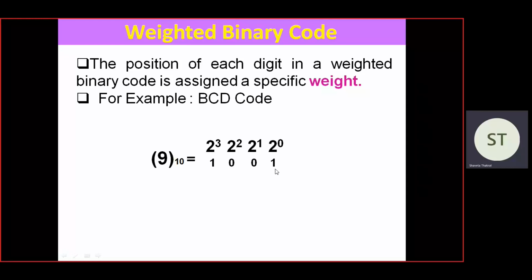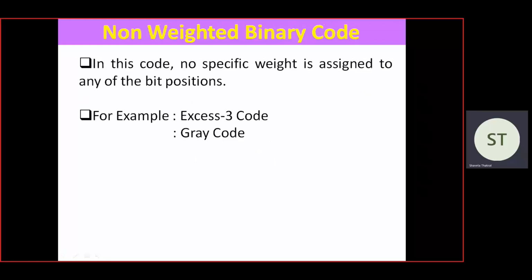This is the least significant bit, which is assigned the weight 2 raised to power 0, and the next consecutive bit is assigned the weight 2 raised to power 1, and the next consecutive bit is assigned the weight 2 raised to power 2. So binary weights are in increasing order as we proceed from right to left, that is, from the least significant bit to the most significant bit. An example of weighted binary code is the BCD code. BCD stands for binary coded decimal.